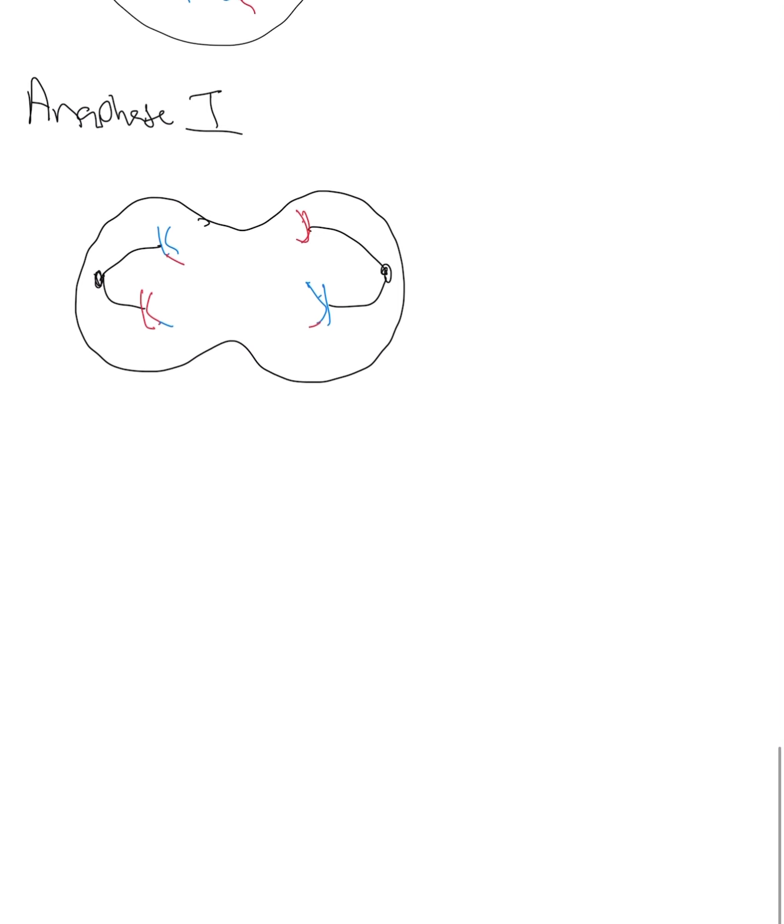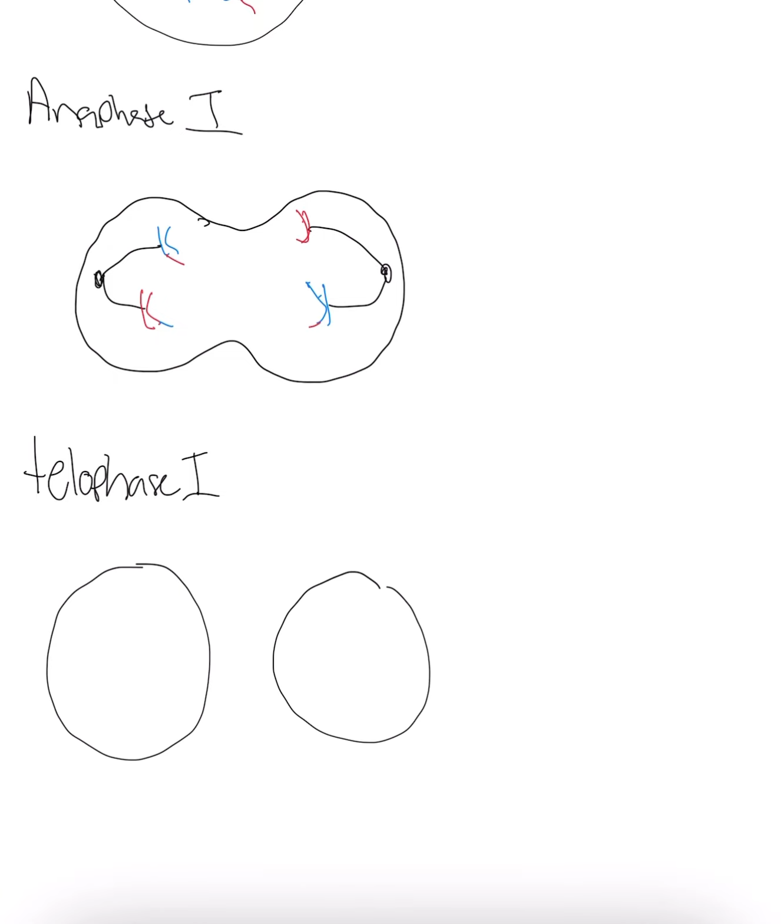And then we have telophase 1, where we finally have two diploid daughter cells, but it's not really done here, because now we have to separate these guys. I don't remember which one was on which side. That's okay.